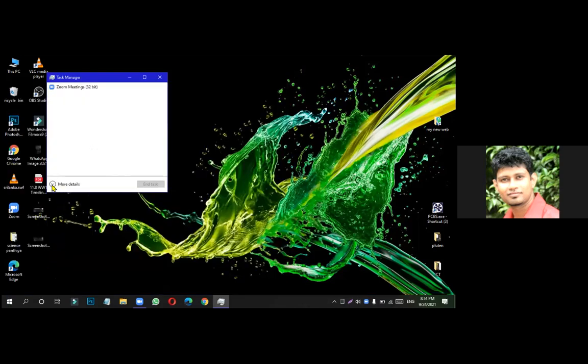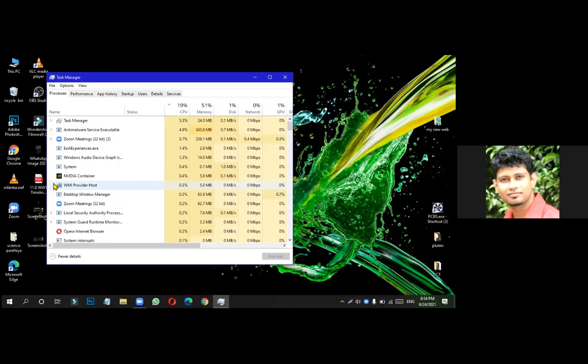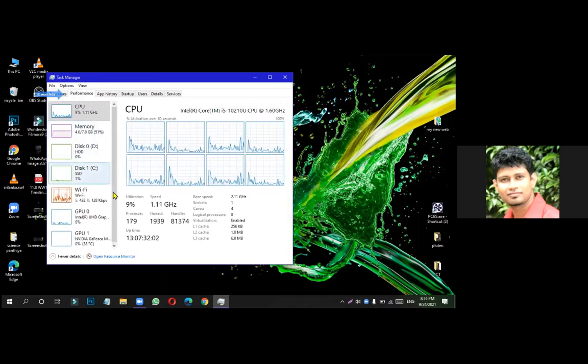But in case of fewer details, your task manager will look like this. But then you have to click on the more details to get the expanded view. And after that, you have to access the performance tab, the second tab, which is performance. Okay. And you can see the performance of your machine.